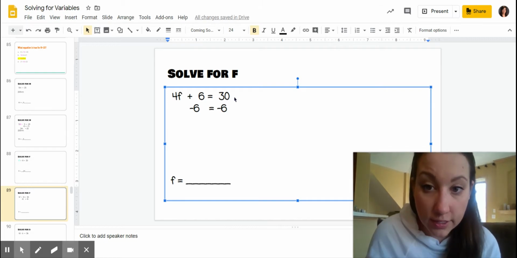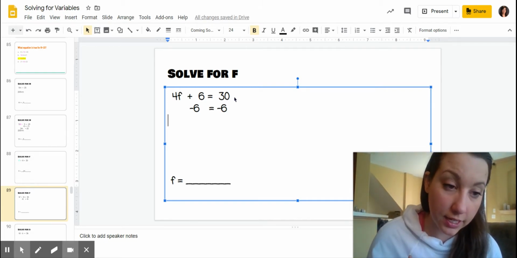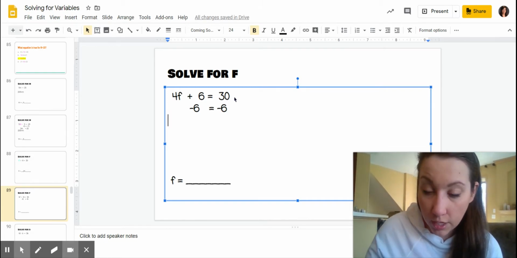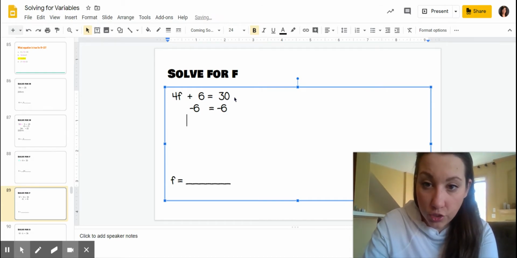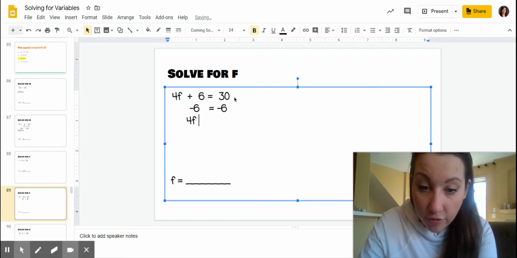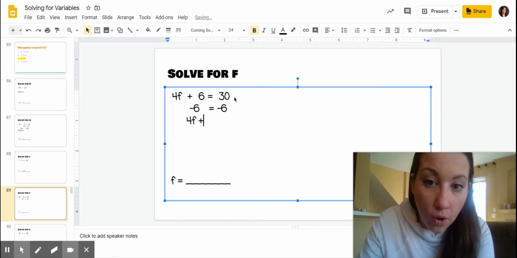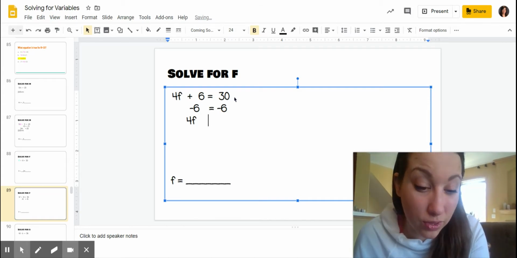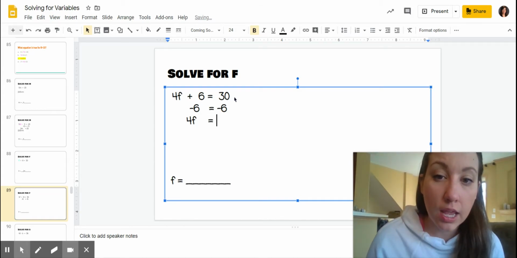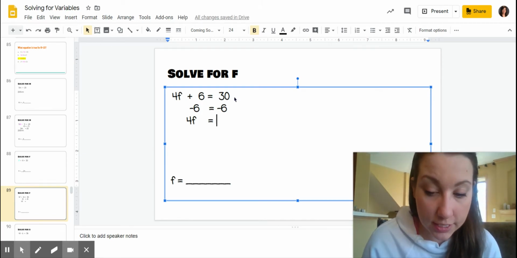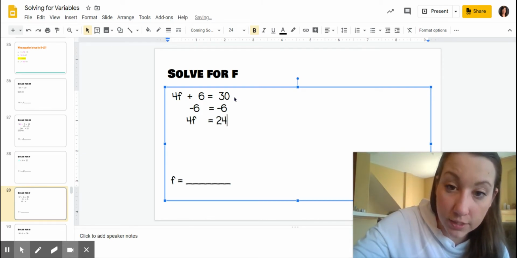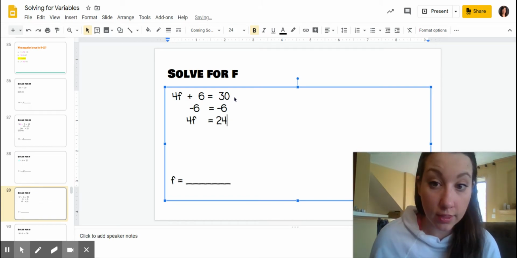Now I know that 6 minus 6 is equal to 0. So on this side of the equation, I could say 4f plus 0, or I don't have to list it at all since I know that it won't change the equation. And then 30 minus 6 gives me 24. This is an easier equation to work with.